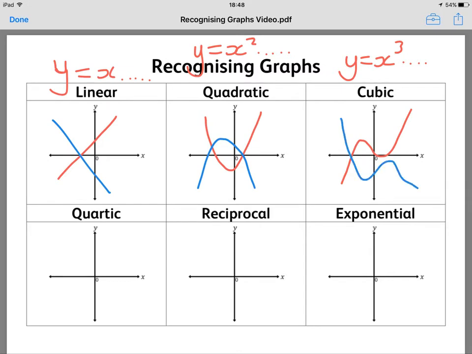Oops, that's really badly done. Sorry about that. I went off a bit funny there. So we should go, yeah, about like that.